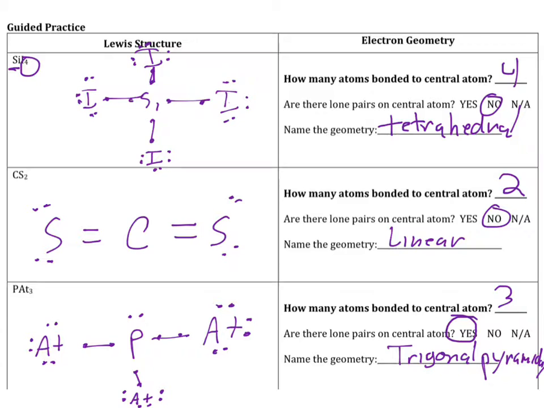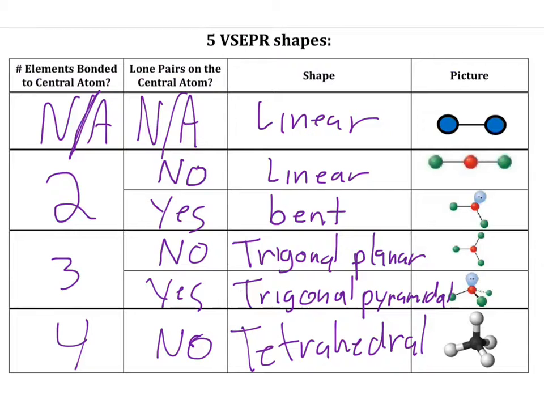So really the big thing is making sure that you're able to count the number of atoms bonded to the central atom. Very easy. And then determining if there's a lone pair or not. And then you can just look at the chart here to determine the shape.